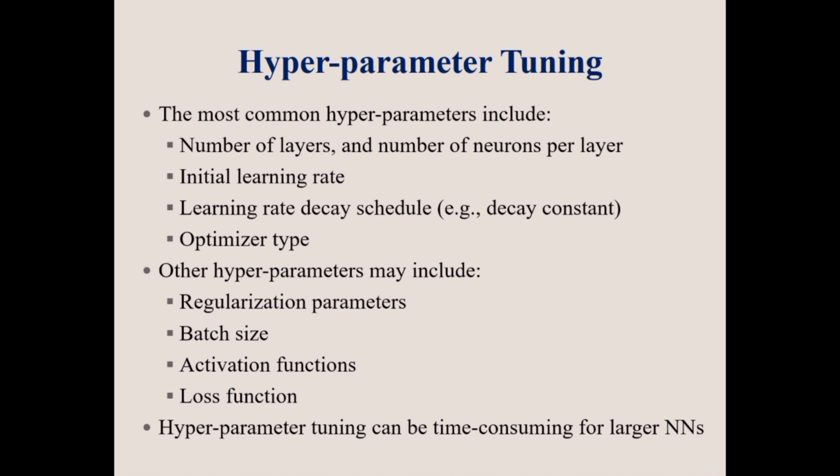The final one is hyperparameter tuning. That includes the total number of layers and neurons per layer, then the learning rate that we initiate, then the optimizer type that we are using. Apart from this, the remaining parameters are regularization parameters, batch size, the activation functions, cost function, etc. This tuning can be time consuming for large neural networks.